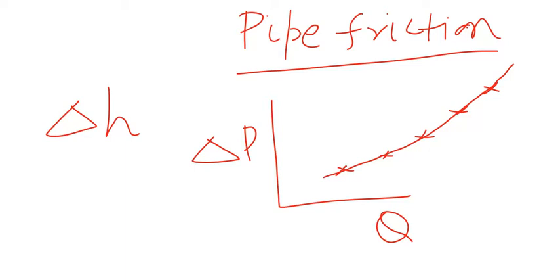a power trend line that gives you delta P proportional to Q to the power of something, 1.9 or 2.1 or 2.2. So it is approximately Q squared. So in the turbulent region, we have pressure drop proportional to Q squared. It's not linear. So what does it mean?